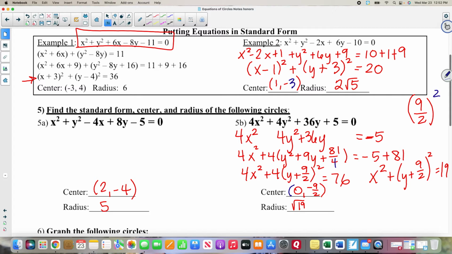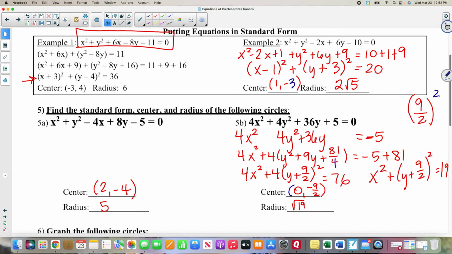So, let's talk about this real quick. There's a couple of things. I'm going to tell you what you need to do tonight. So, first of all, if there is a number in front of your x squared or your y squared, you're going to have to pull that out. Now, sometimes you're going to have to do it twice in two different ways. We're going to do that next time.